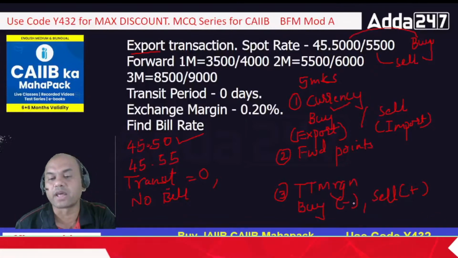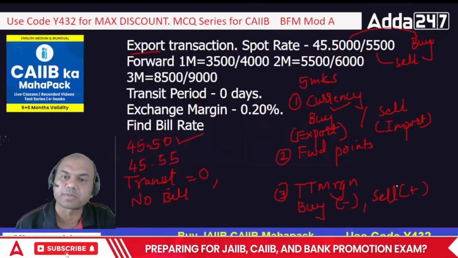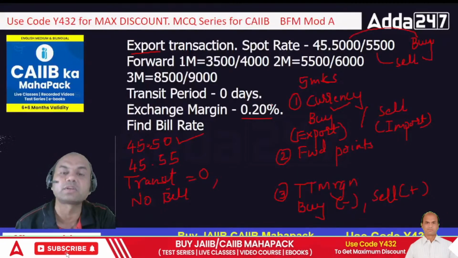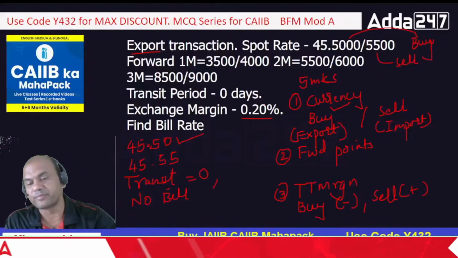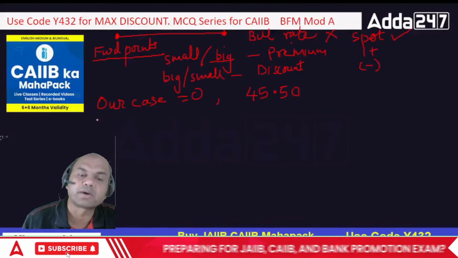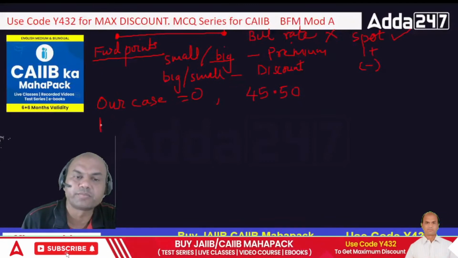So whether I should add or subtract, that's a separate part. But what is the TT margin? This TT margin is given in percentages, and I want it in rupees or dollars, whatever that currency is, right? So how to do this? What do we do to find the TT margin or exchange margin?